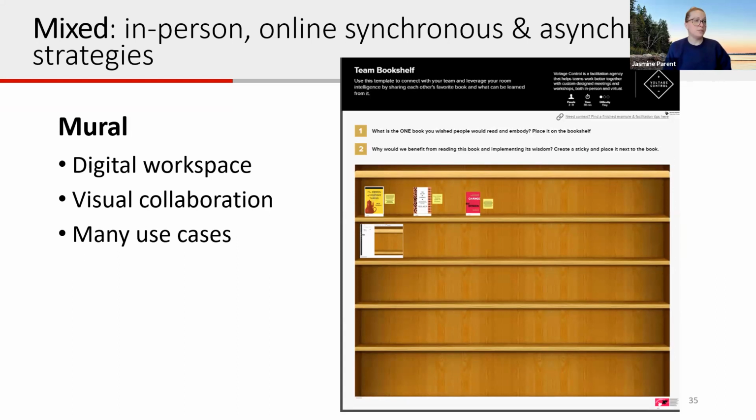I have a simple example here of an icebreaker activity that students can complete asynchronously. It's actually a template that Mural provides for you, so you don't have to build something like this. You can just snag it from the templates that Mural offers. The activity asks students to post an image of a book that they think people should read, and then post a note about why they think so.